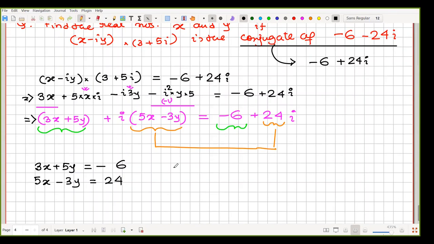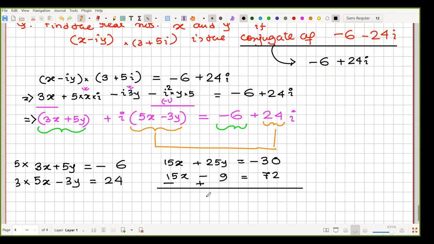To solve this, first we multiply the first equation by 5. That is 15x plus 25y is equal to minus 30. And the second with 3, so 15x minus 9y is equal to 72. After subtraction, it gives 34y is equal to minus 102, which gives y is equal to minus 102 divided by 34, or minus 3. So y is equal to minus 3.